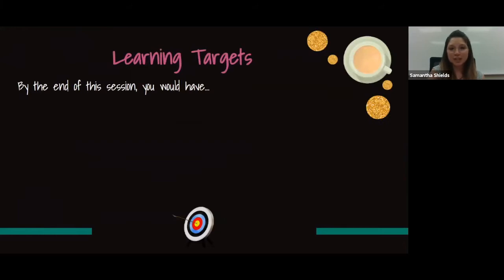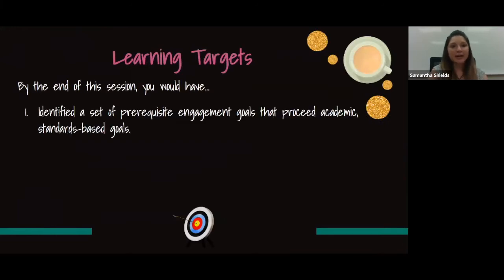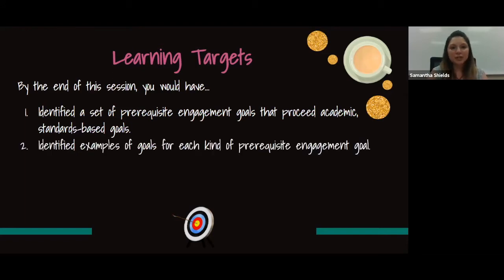By the end of the session, you would have identified a set of prerequisite engagement goals that precede academic standards-based goals. And you may be wondering what all that means. In my head, I've put together some of the research that I found, and I feel like there are certain things that children need to be able to do when we're coaching with teachers before they can have a true opportunity to be successful with standards-based goals. By the end of the session, you would have identified examples of goals for each kind of prerequisite engagement goal.